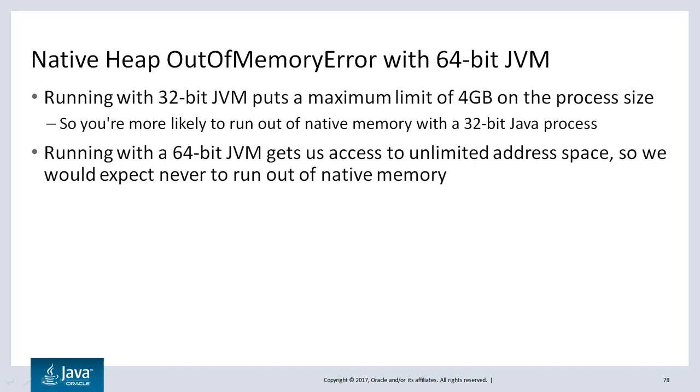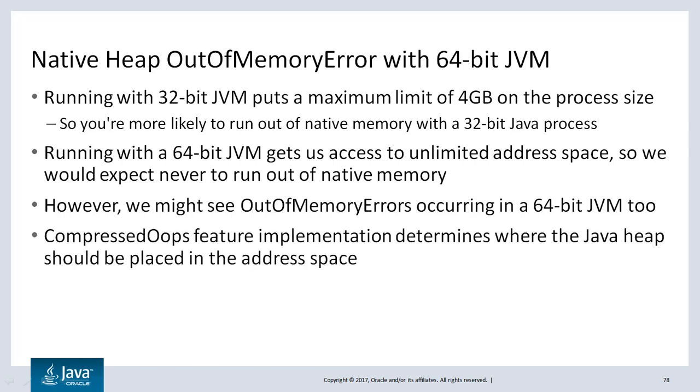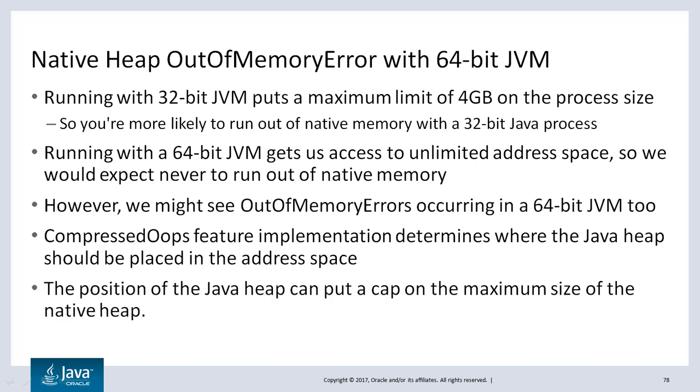But in fact, that's not the case, and it's not uncommon to observe native heap out-of-memory errors occurring in a 64-bit JVM. This is due to the fact that the 64-bit JVM has a feature called compressed OOPS enabled by default. And the implementation of this feature determines where the Java heap should be placed in the address space. The position of the Java heap can put a cap on the maximum size of the native heap, and that can lead to native heap out-of-memory errors.